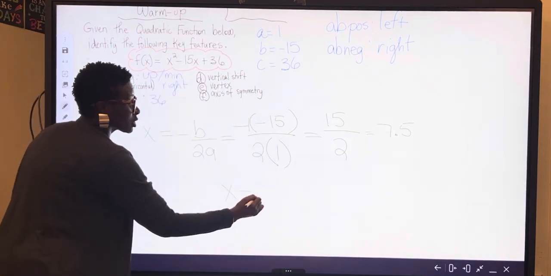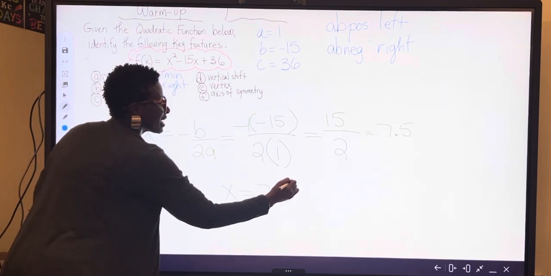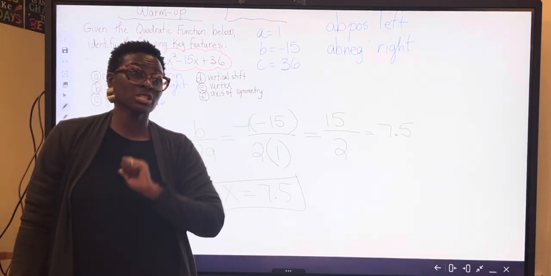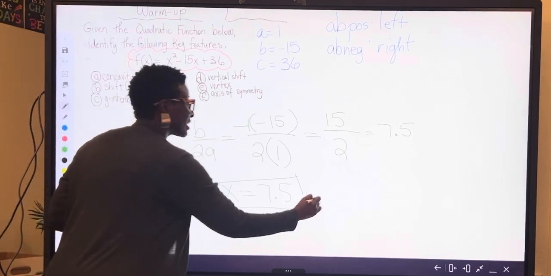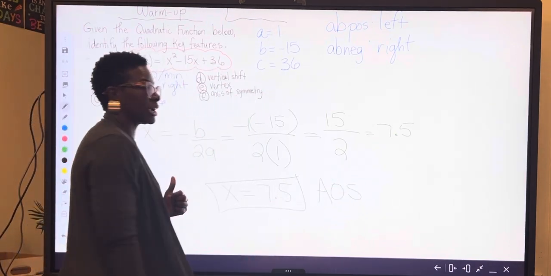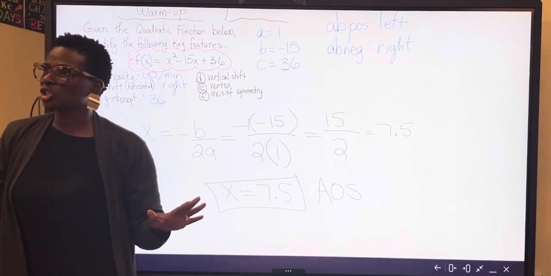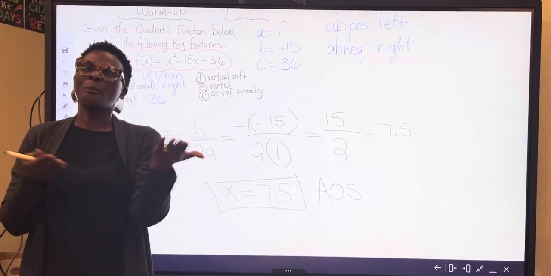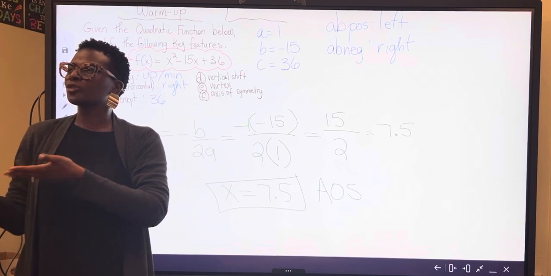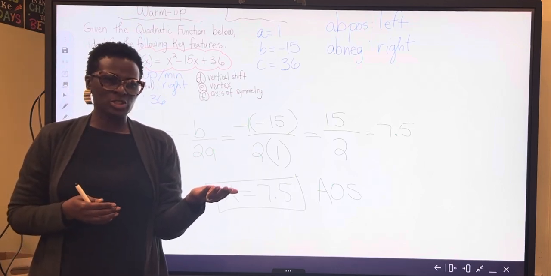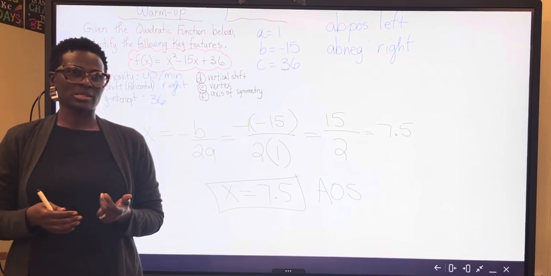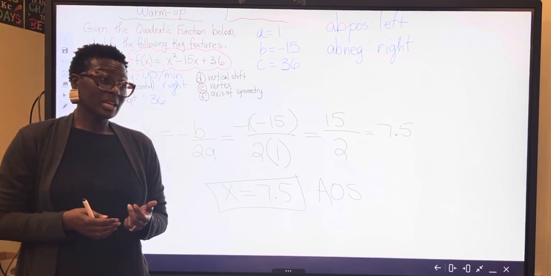How do I write that? X equals what? 7.5. What does this represent? The X of my vertex. My axis of symmetry. And my horizontal shift. Now, can you tell me exactly how much the parabola moves to the side? Yes, and how much did it move? To the right, 7.5 units. Is everybody following? Yes. All right.